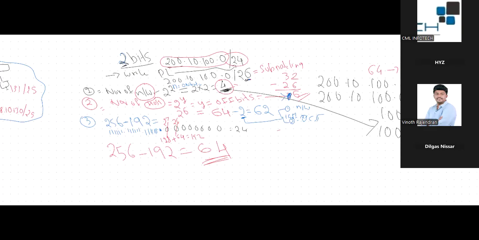Any doubt? It's very important in the real world for practical real device configurations. Any doubt?